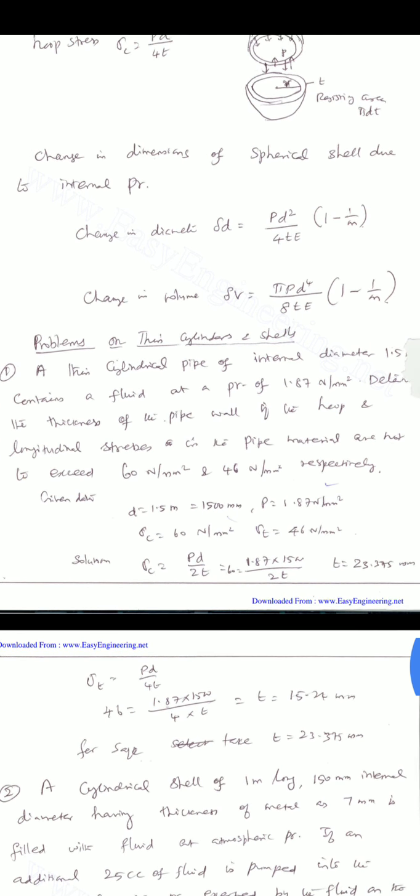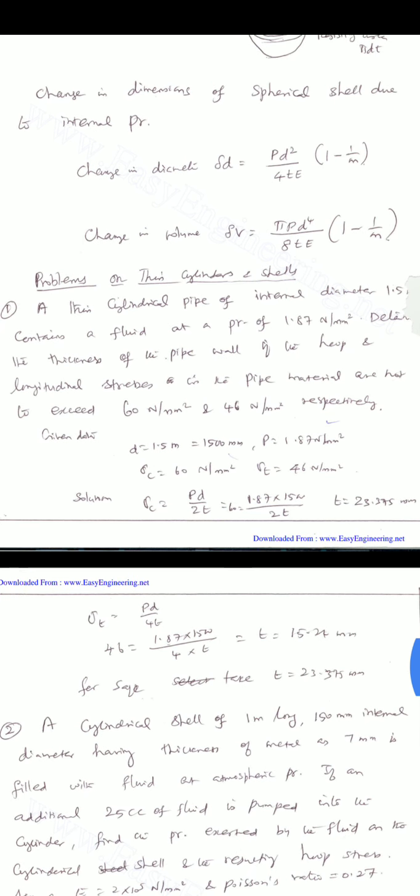First problem. Problem number 1: a thin cylindrical pipe of internal diameter 1.5 meter contains a fluid at a pressure of 1.87 Newton per mm square. Determine the thickness of the pipe wall if the hoop and the longitudinal stress in the pipe material are not to exceed 60 Newton per mm square and 46 Newton per mm square respectively.